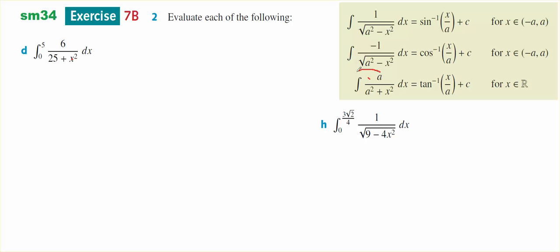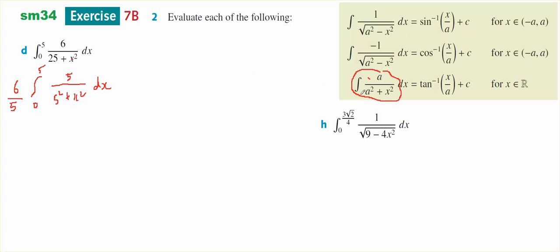I'm going to be using this rule. So a squared's 25, therefore a is going to be 5. So I'm going to put the 6 out the front. I've got 5 squared plus x squared, and I need a 5 there because a has to be at the top. Therefore, I need to multiply by 1/5 out the front to counterbalance. The 5s would cancel, leaving the 6 as being the multiplier from 0 to 5 dx.